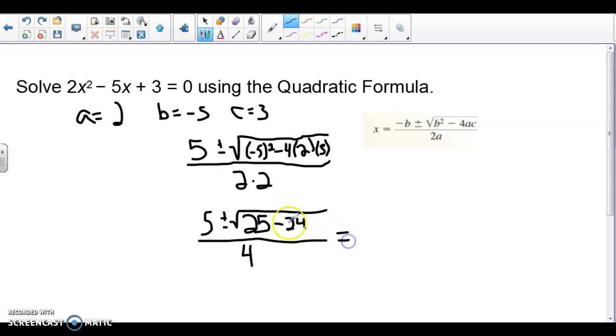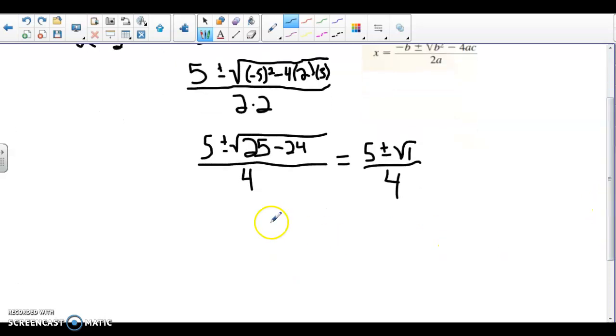So from here, 25 minus 24 would be 1. So we have 5 plus or minus the square root of 1, over 4. That gives us 2 options here. We have 5 plus 1 over 4, because the square root of 1 is 1, and we have 5 minus 1 over 4.